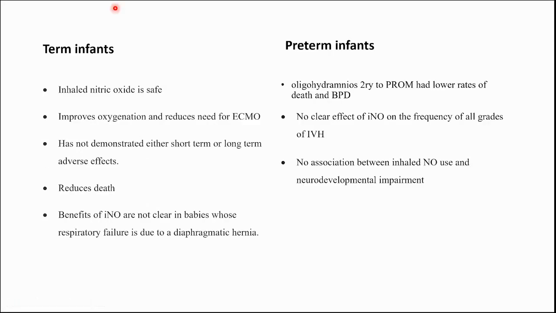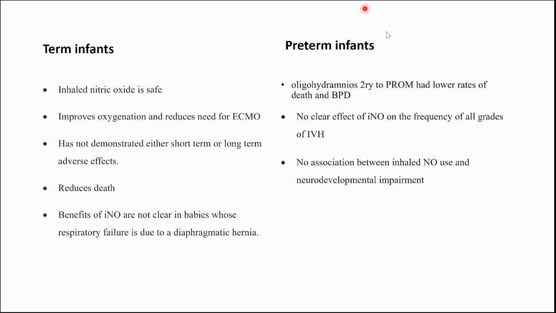What is the evidence for nitric oxide? So in term babies, we all know that it's safe. And when we use it for PPHN, it improves oxygenation and it reduces the need for ECMO. There are no significant short or long-term adverse effects. It reduces mortality. But the benefits of nitric oxide is not very clear for babies who are having diaphragmatic hernia.